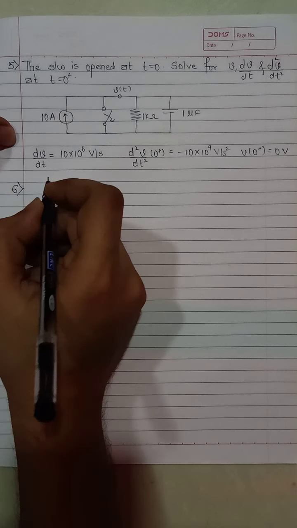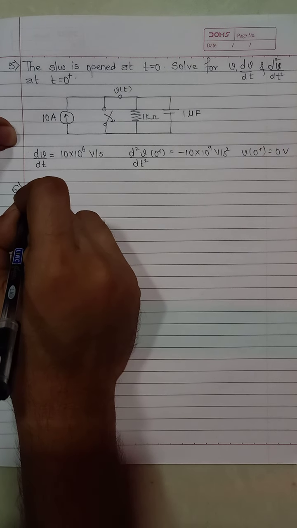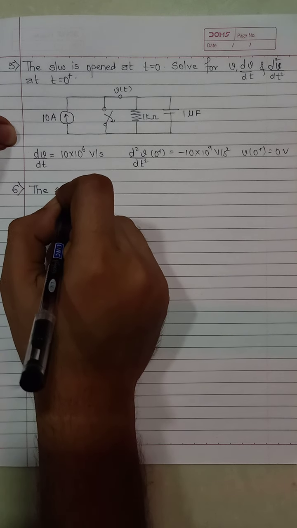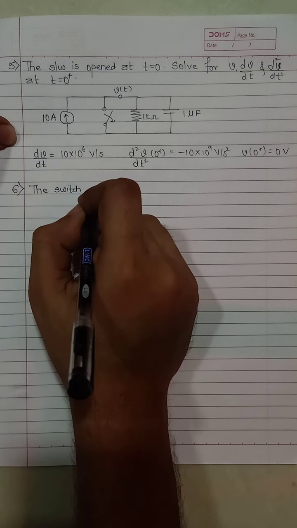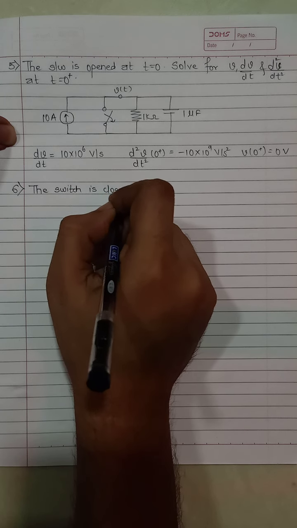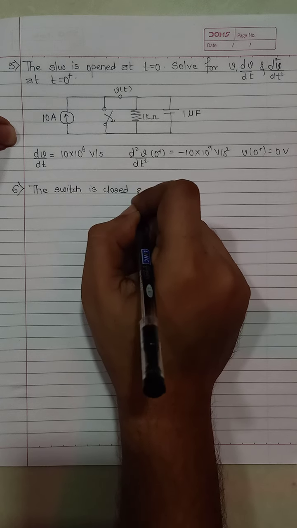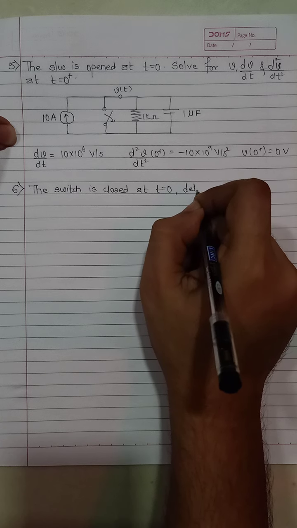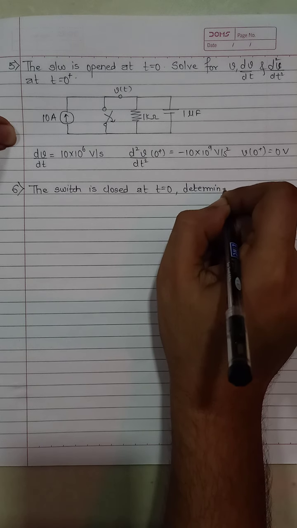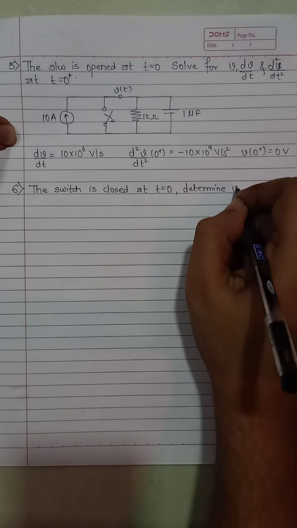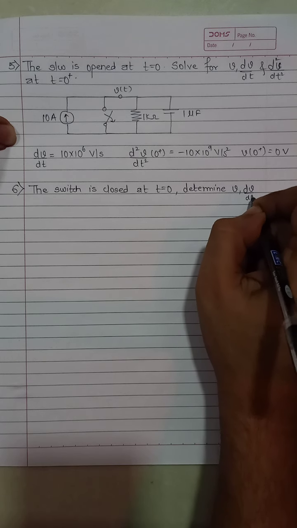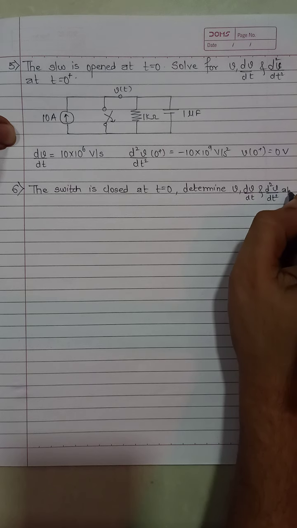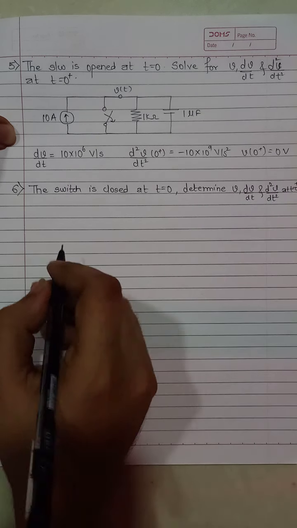The next problem is parallel RLC circuit. The question says the switch is closed at t equals to 0. Determine V, dV by dt and d square V by dt square at t is equal to 0 plus.